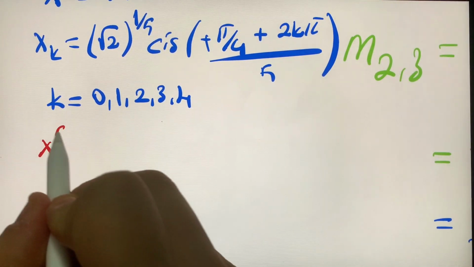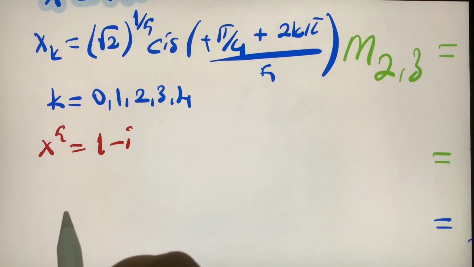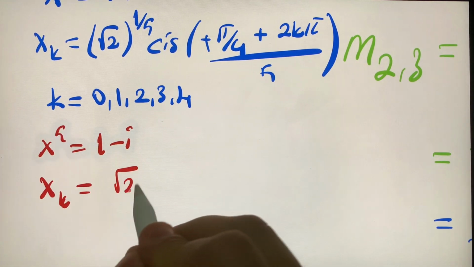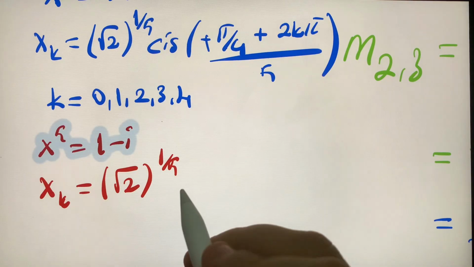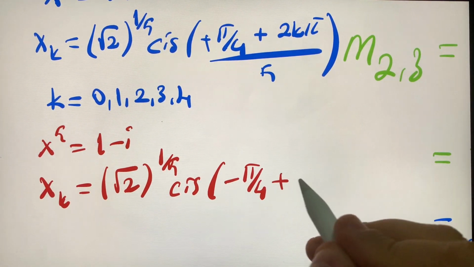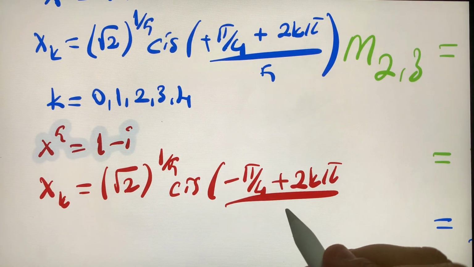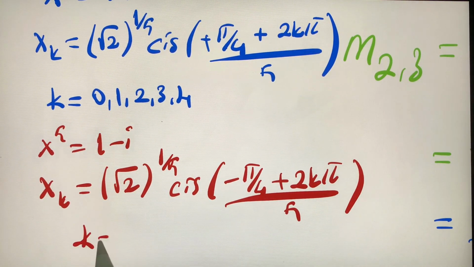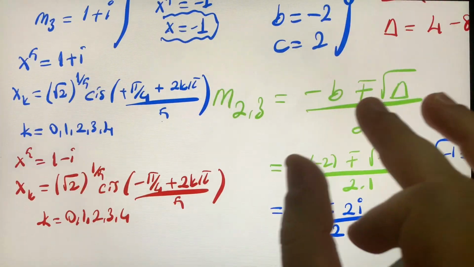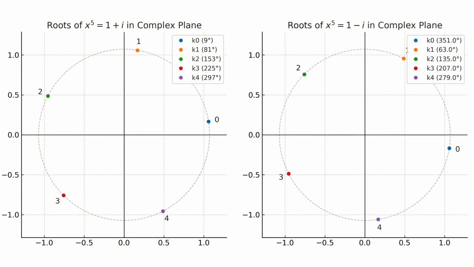If I write the expression x to the 5th is equal to 1 minus i, in this case, what will happen here? x_k is equal to root 2 to the 1 over 5, cis of minus pi over 4 plus 2k pi over 5. If we pay attention to the k's here again, 0, 1, 2, 3, 4, as you can see from the graphics, one is 1 plus i and the other is 1 minus i. No matter what the angle values, you can see how it moves.